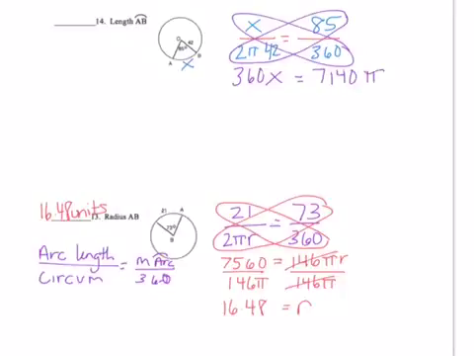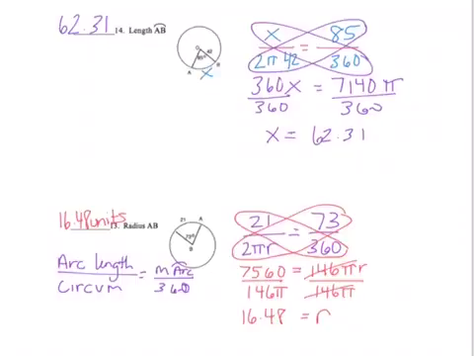And I need to divide by 360 because I'm trying to get x alone. And when I divide 7,140 pi by 360, I get 62. X equals 62.31 if I round to the nearest hundredth. So 62.31 units.